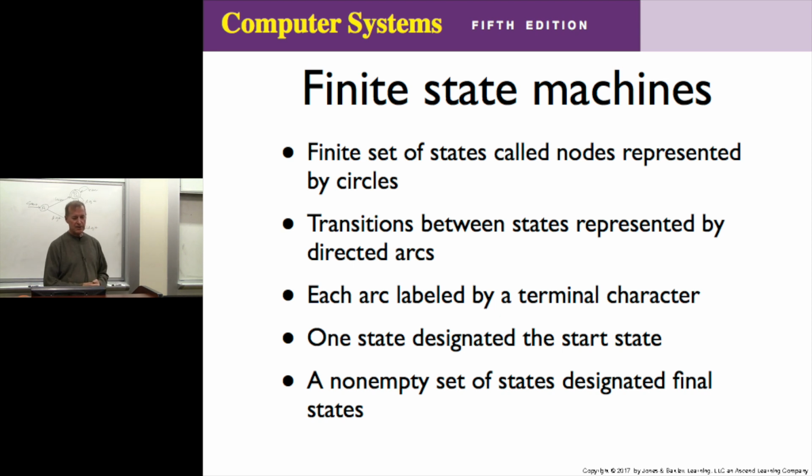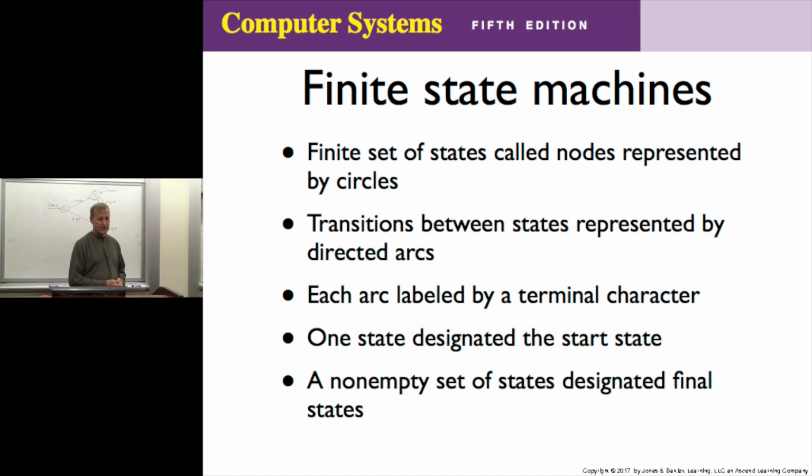Okay, so the first part of a finite state machine is we have a finite set of states, all right, that are called nodes, and they're represented by circles. And the second part is there are transitions between the states represented by directed arcs. And the third part is each arc is labeled by a terminal character.